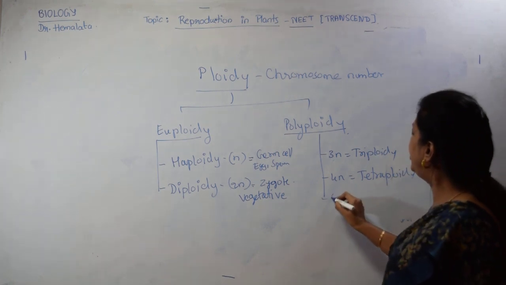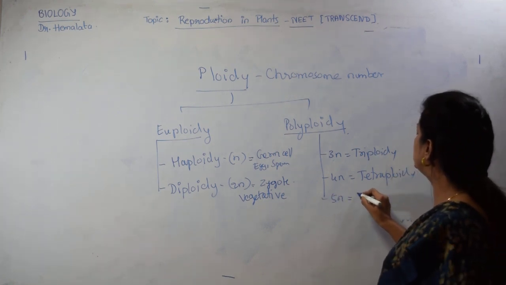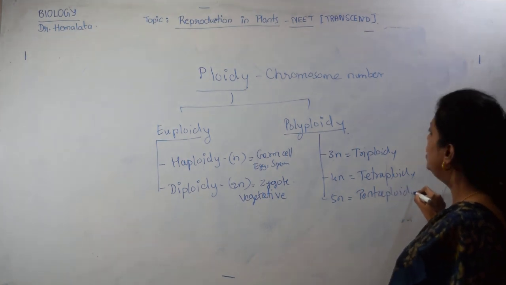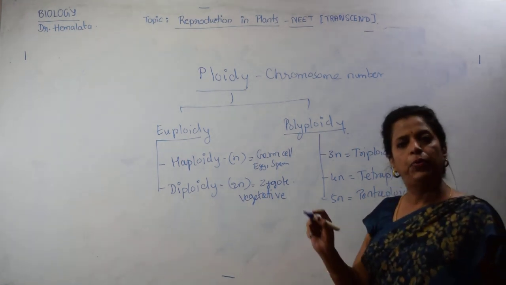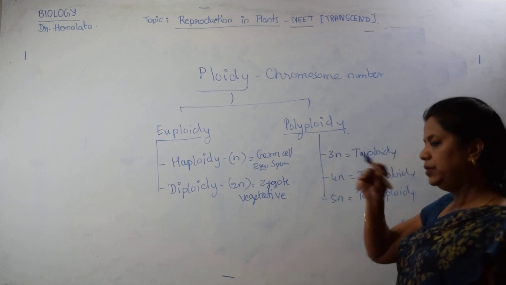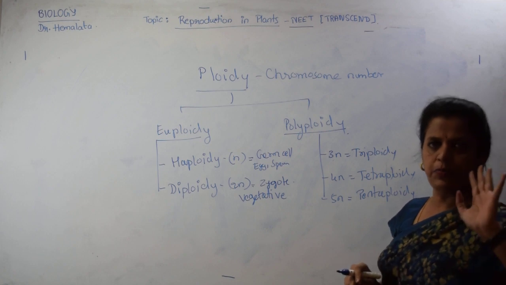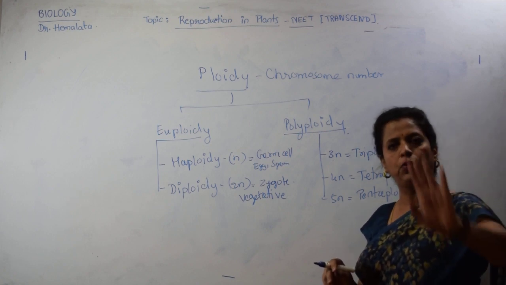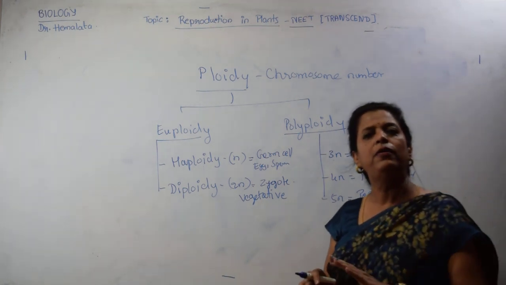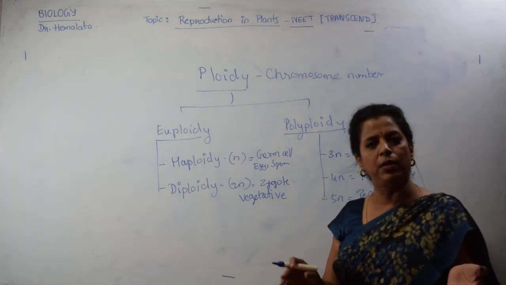And if it is 5N, and it goes on like this, it is called pentaploid number, pentaploidy. In general, polyploidy is not found in nature except for 3N in the endosperm. Primary endosperm nucleus, there will be 3N. Otherwise, 3N, 4N, 5N, 6N and all, it is not much available.